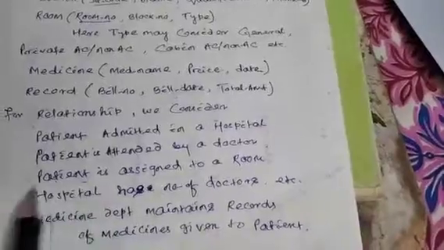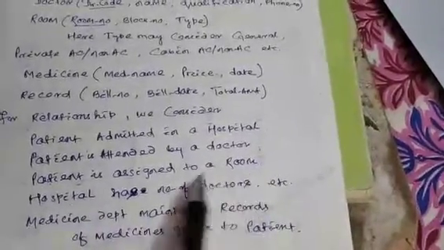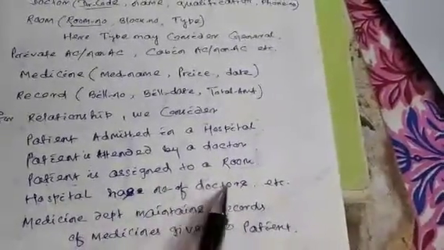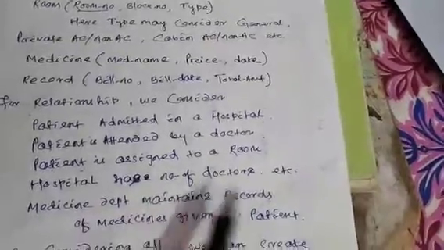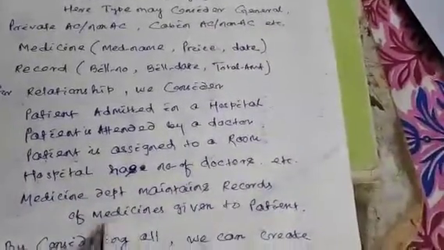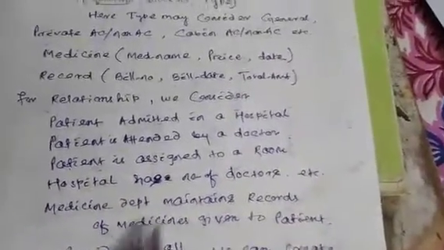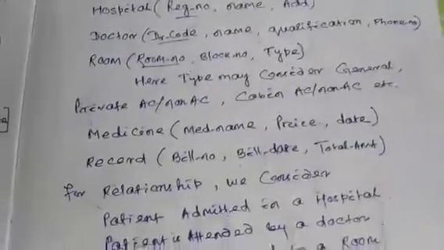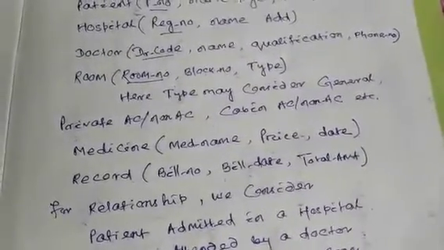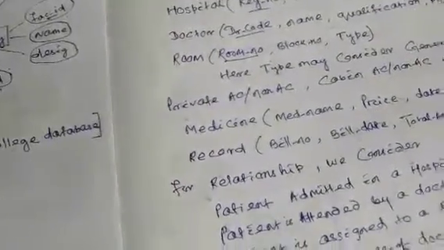A hospital has a number of doctors. The hospital is an entity and doctor is another entity. The relation will be one-to-many. The medicine department maintains records of medicines given to the patient. So now we consider all these entities, attributes and relationships, and we can draw the ER diagram for this.